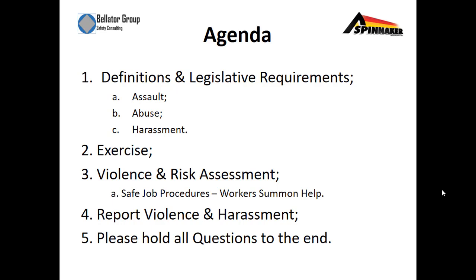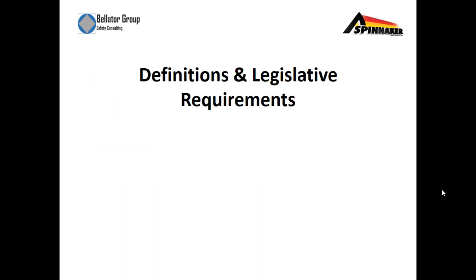First, we'll review the definitions and legislative requirements pertaining to assault, abuse, and harassment. Next, we'll discuss some exercises involving violence and harassment situations that we must avoid. From there, we'll review the violence and risk assessment, including a safe job procedure on summoning help. We'll review the reports available to report a situation for violence and harassment, and lastly review a summary. Please hold all questions to the end.